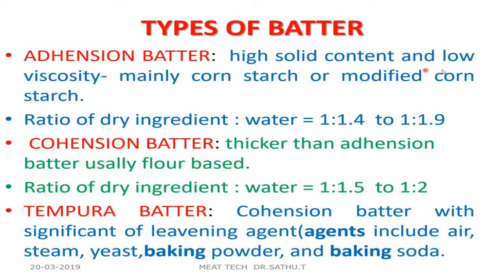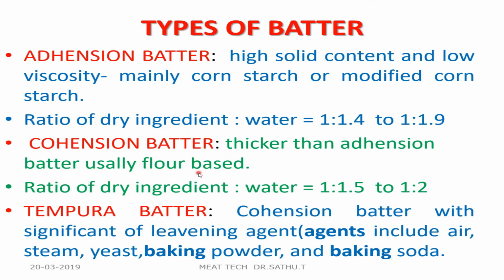Adhesion batter has high solid content and low viscosity, and mainly cornstarch or modified cornstarch is used. For the preparation of batter, we need the dry ingredients, and to that we'll be adding water. What is the ratio that is used? 1:1.5 to 1:1.9. This is an approximate ratio I'm telling, so as per your products and formulations, you can change it. Cohesion batter is thicker than adhesion batter. It is usually flour based. Adhesion batters are basically starch based.